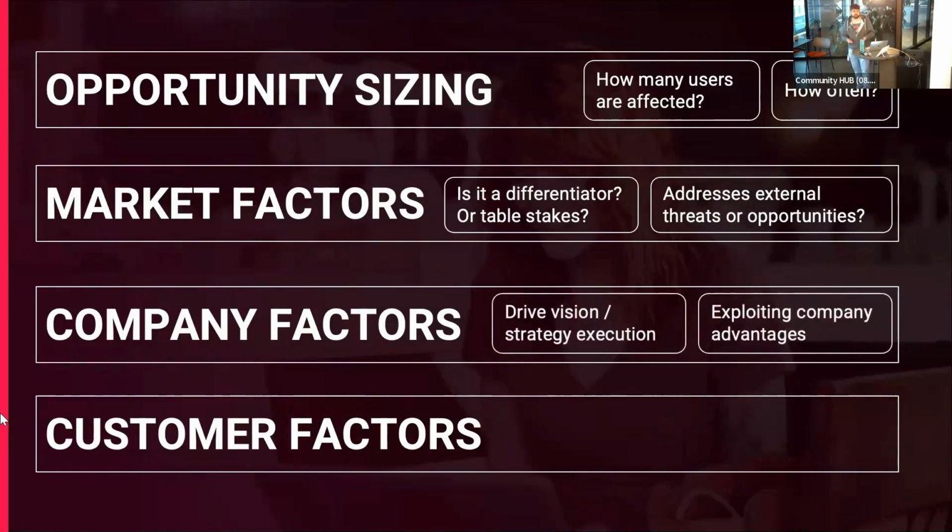Company factors are internal. Does this opportunity help to drive the vision or the strategy of the company, like, for example, the transactions? Oh yes, okay, good. Or maybe it's exploiting some company advantage. The classic example is AWS. Amazon had a bunch of servers, all there with all their APIs exposed internally. So, okay, why not create AWS? We use the servers that we have to have anyway, it's a strength of the company, and we push them to other people.